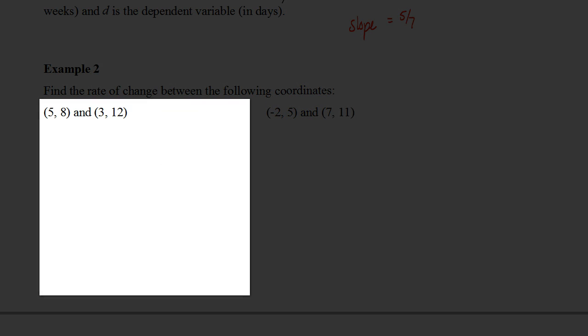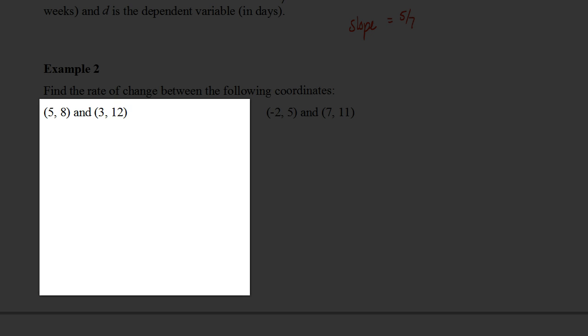So when I look at these two coordinates, my 5, 8 and the 3, 12, you might be wondering, does it matter which one I use as my x1 and y1 and my x2 and my y2? And I'm going to show you that it does not matter as long as we are consistent. So let's say, for example, that we use the 5 as our x1 and the 8 as our y1 and our 3 as our x2 and our 12 as our y2.